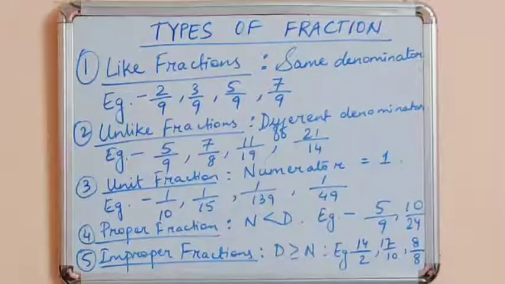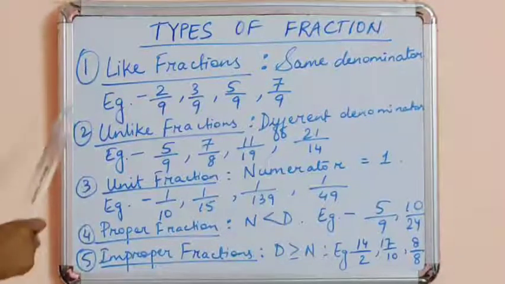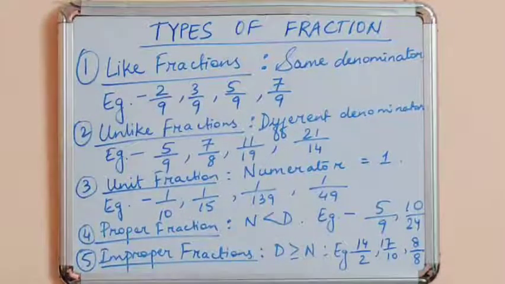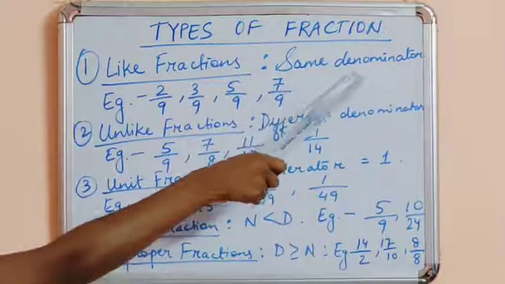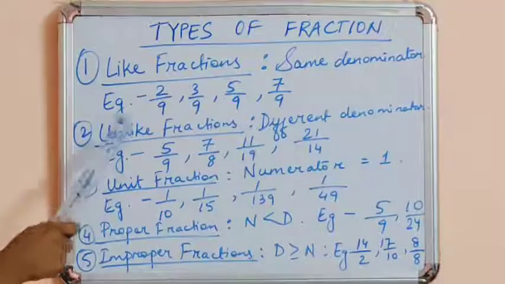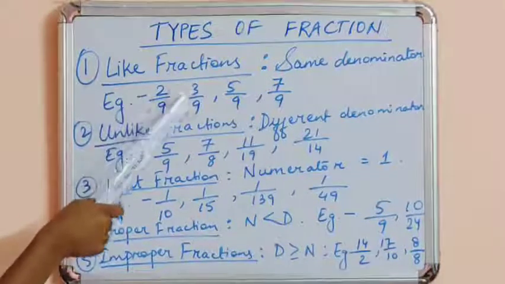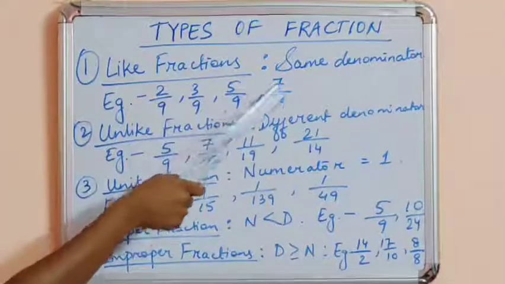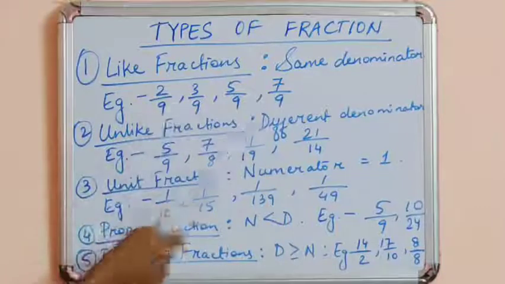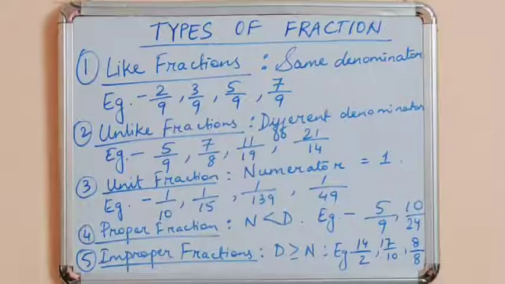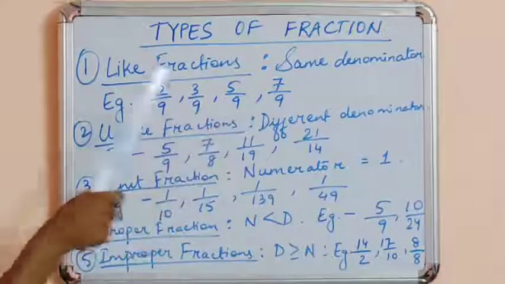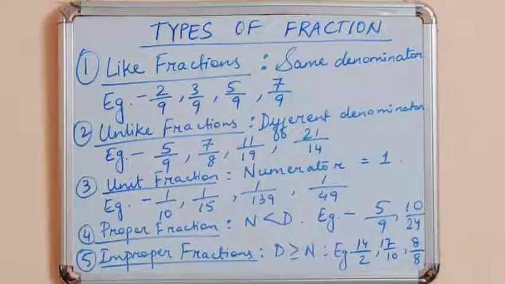In this video, we will be learning about the different types of fractions. So there are 5 types of fractions. Number 1, like fractions. Like fractions are those fractions having the same denominator. So here you can see 2 by 9, 3 by 9, 5 by 9, 7 by 9. In all these fractions, the denominator are same, that is 9. So they are termed as like fractions.